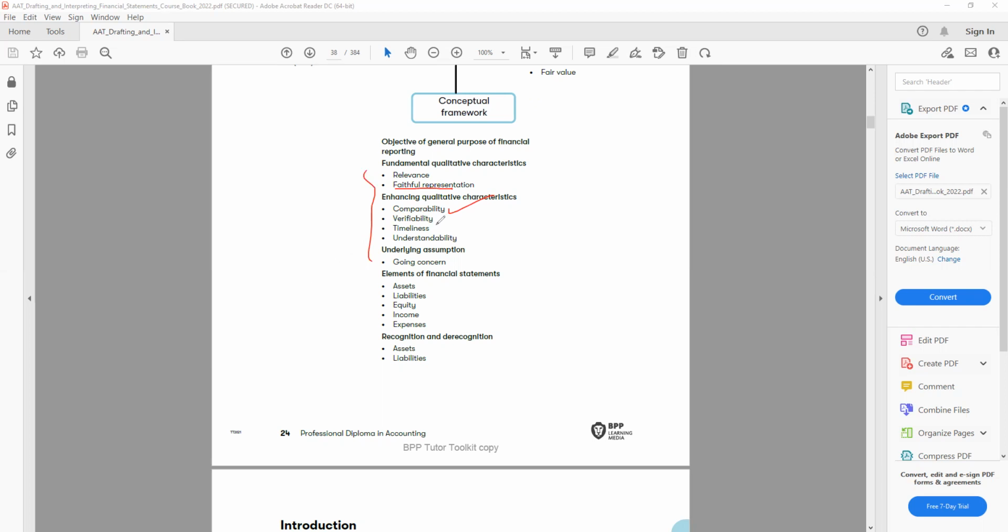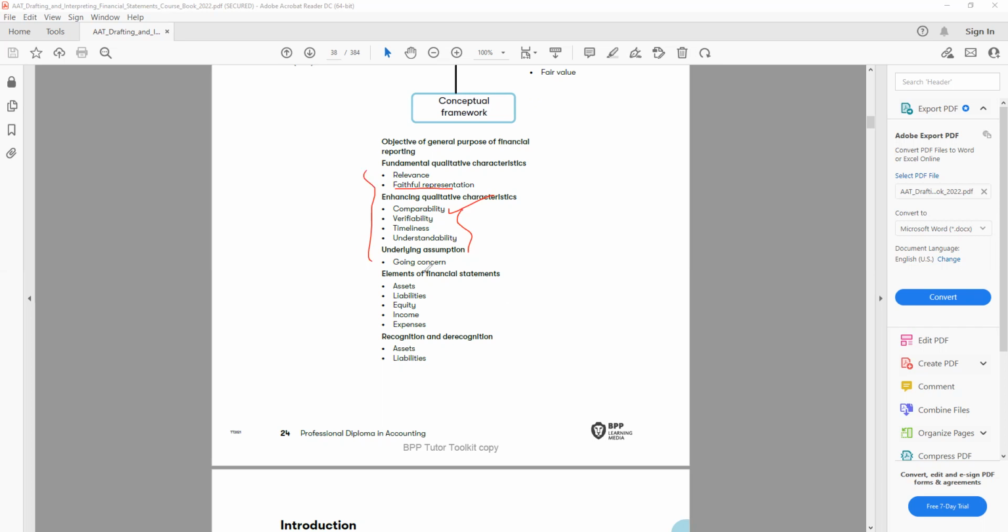And the variability, timeliness, understandability. So these are also characteristics of the quantitative data or entity, so this thing also has to be considered when we prepare the financial statement. For example, if I prepare the financial statement, it has to be understandable. If I don't understand anything after reading that, that doesn't make any sense.